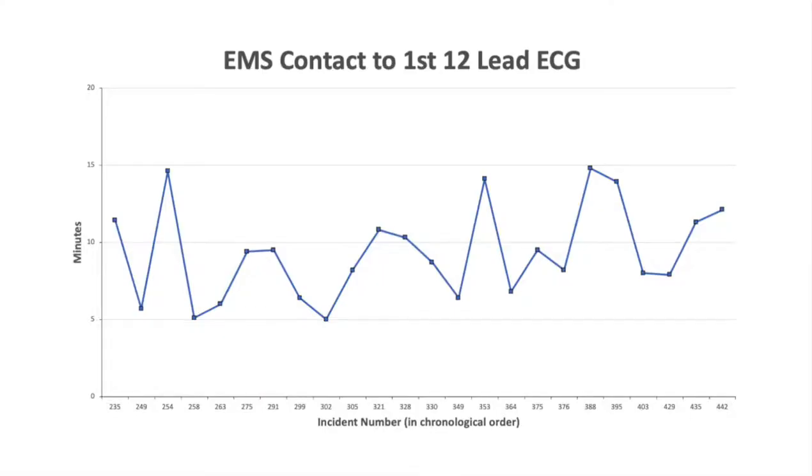Here's a run chart of data from a different EMS system with their contact time to first 12-lead ECG acquisition time on consecutive cases with patients over 35 years old that presented to EMS with non-traumatic chest pain. There were no new initiatives, no new protocols, no new procedures introduced while this data was being collected. So the scattering of results represents the amount of natural variation in this process.